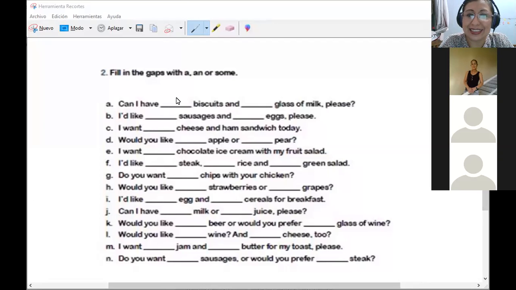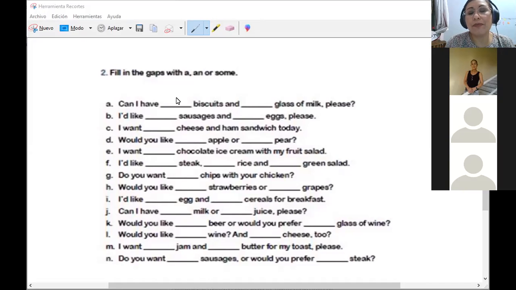Sí, estábamos comentando ahí con la compañera. Dice que ellas son salchichas. Sausages. Yes, the letter B. A clue that I would like to give you is that you look for the way it is written. Quiero darles la clave en relación a cómo está escrito. For example, letter A says biscuits, so it's plural. And letter B says sausages. It's plural.